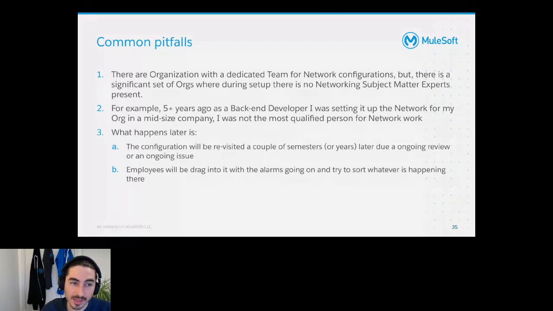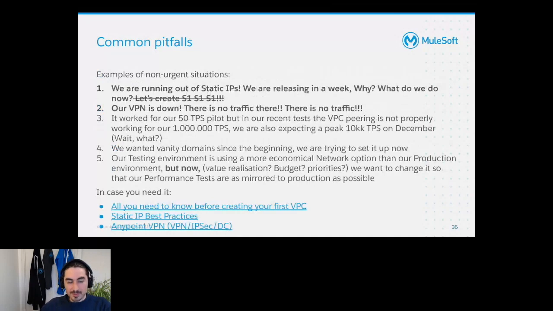Another case would be that employees working on other tasks will be dragged with priority into: now you need to help us fix this networking issue now. Try to sort out whatever is happening in there. I'm not sure if this sounds familiar, but I have some more examples of non-urgent situations that happen when we think about network. The first one: we're running out of static IPs. We're releasing in a week. Why? What do we need to do now? And that's a non-urgent situation, right?